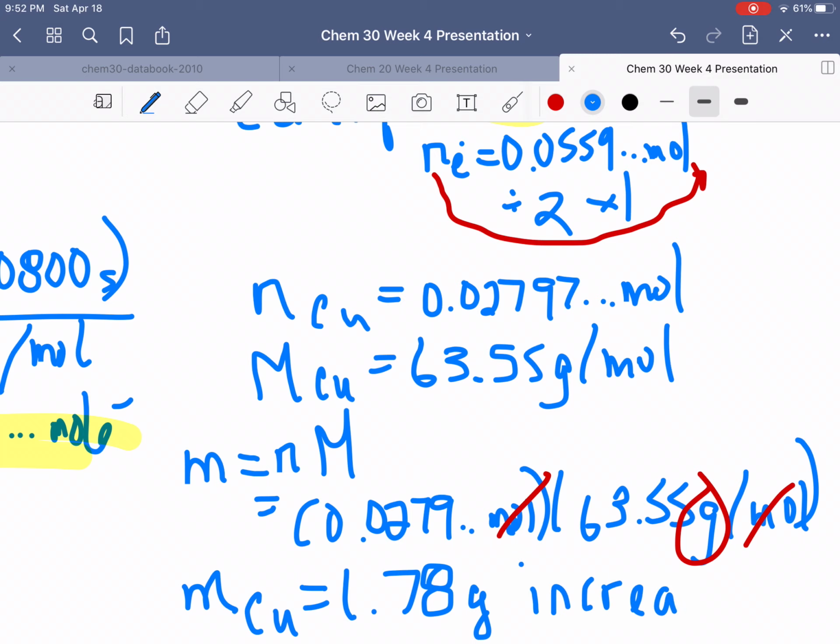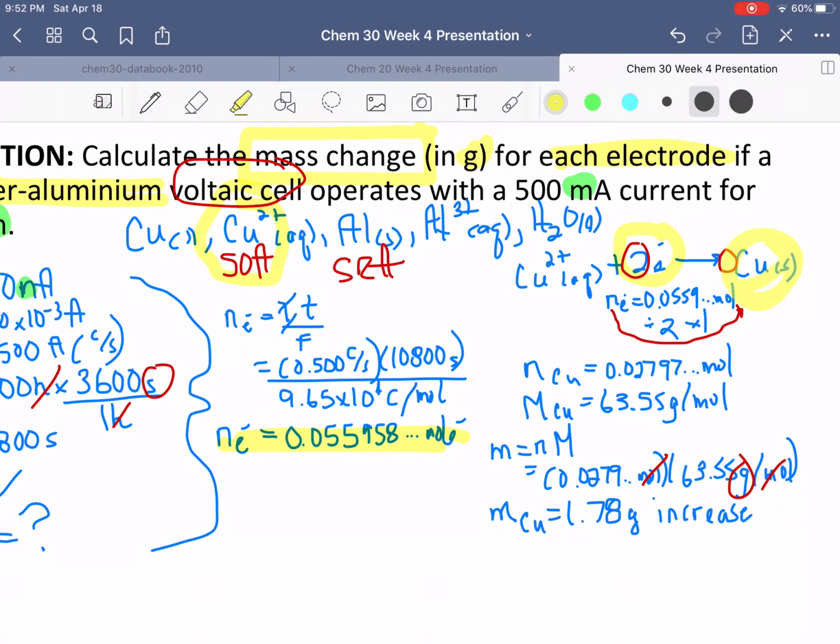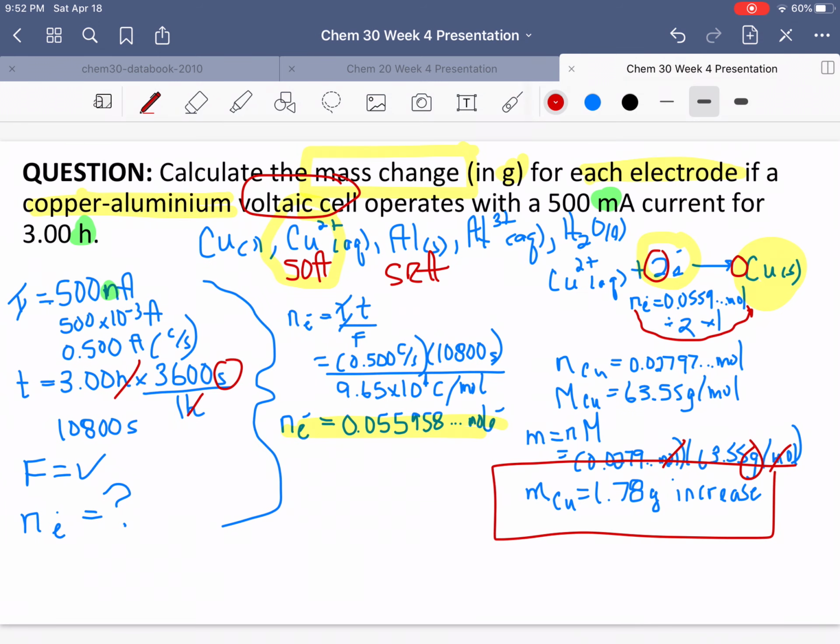How do I know that it's increasing? Because we are producing the copper metal. It is a reduction half reaction. When the electrons are gained, copper solid forms at the cathode. So here is the first part of our answer. Mass of copper solid increases. All right, I want you to keep that N value open in your heads.